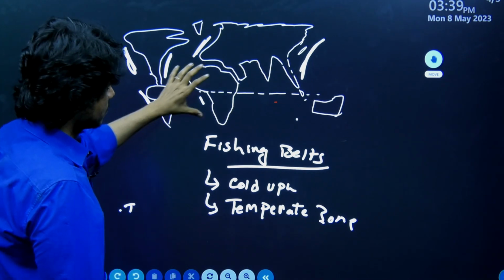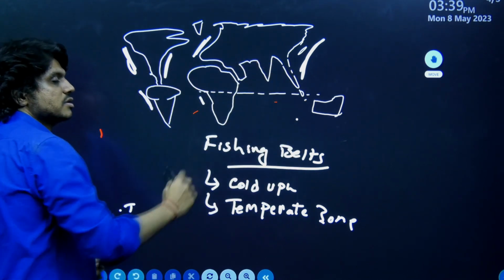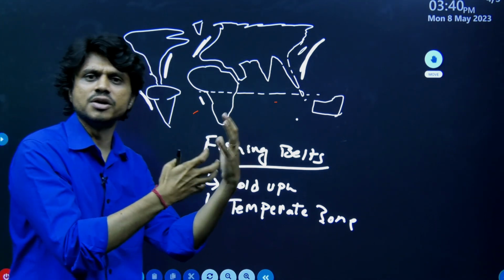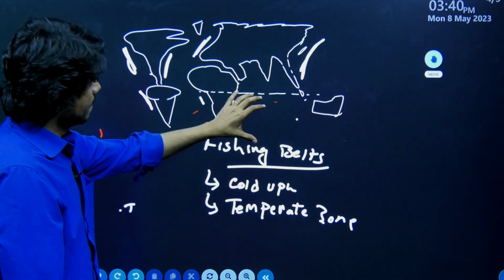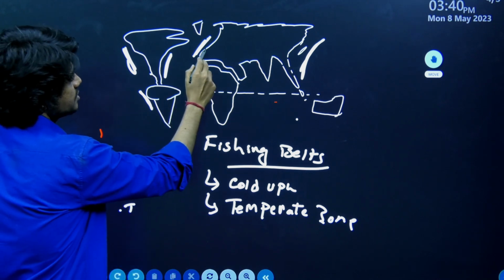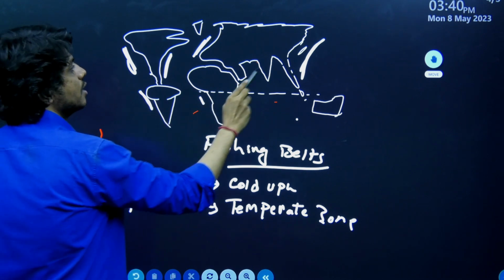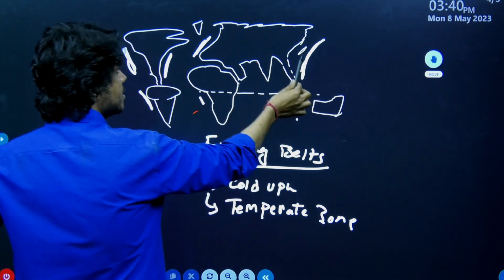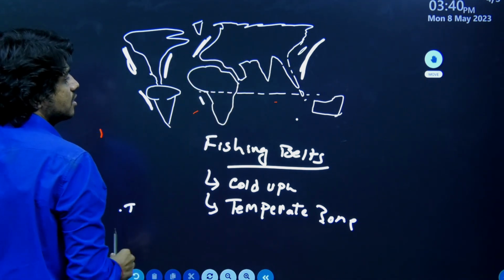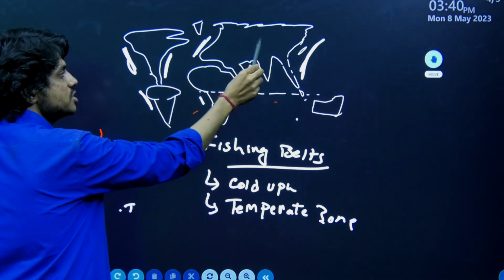Now if you see the global situation, the global scenario of the fishing zones, you might have studied this in geography. Most of the topics of geography and economy are interrelated. In the globe, these are the fishing grounds. The western parts of Europe, both western and eastern parts of America, we can say these are temperate zones. You have the temperate latitudes and also cold upwelling zones in the tropical areas. These are the very famous potential fishing grounds.